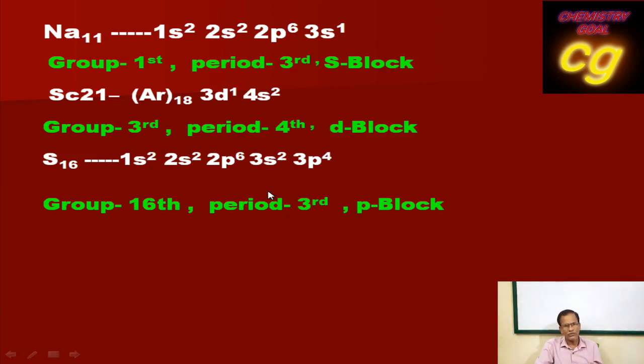Period: the outermost shell is 3, so third period. As the last electron entered the P subshell, it is P block. So like this, you practice more to know the position of elements in the periodic table. So this is today's class, about some important properties, IUPAC nomenclature, and how to know the position of elements in the periodic table. Okay, practice more. Thank you.